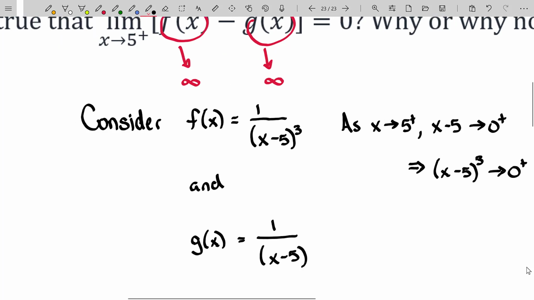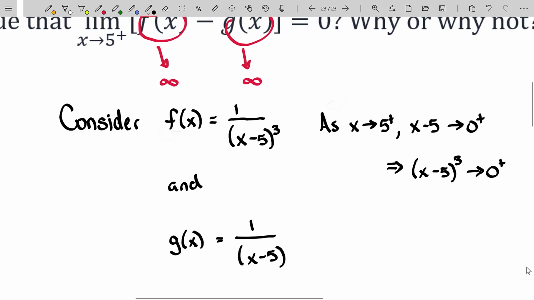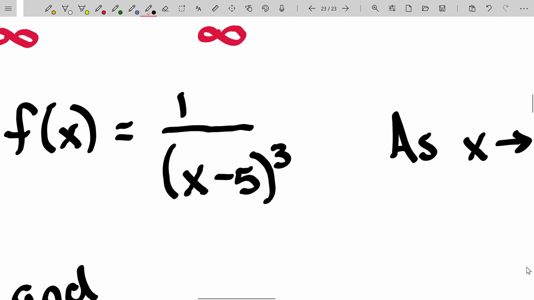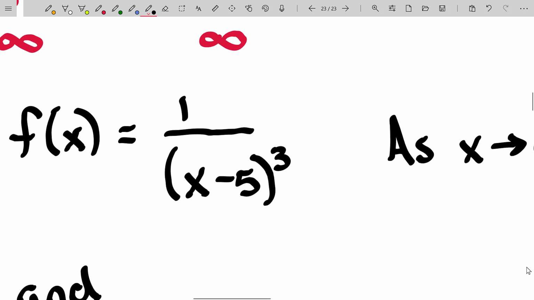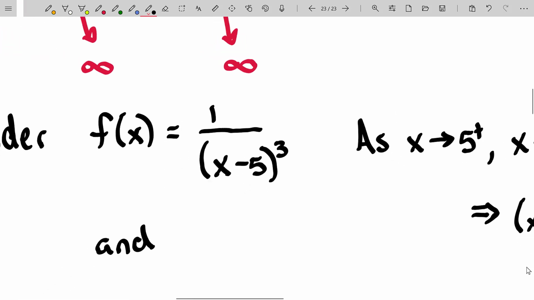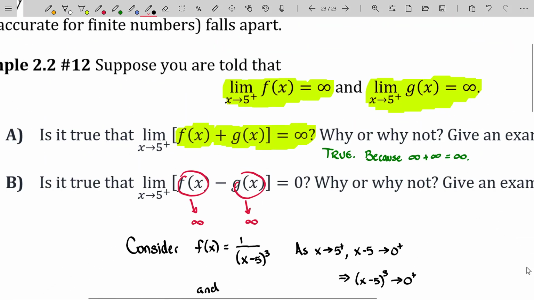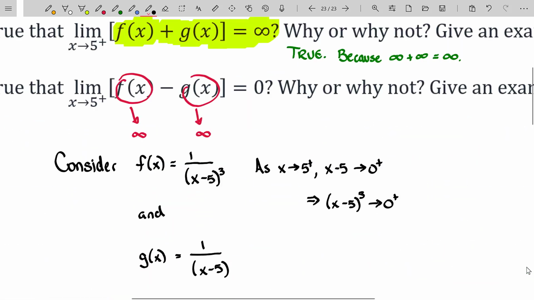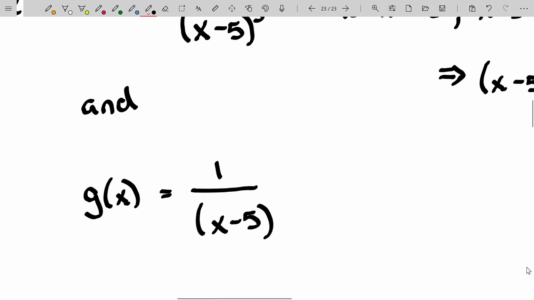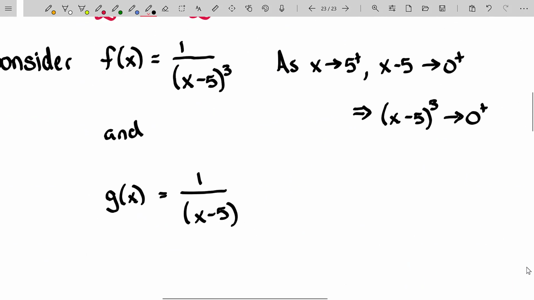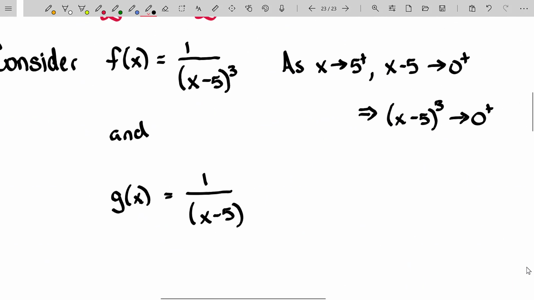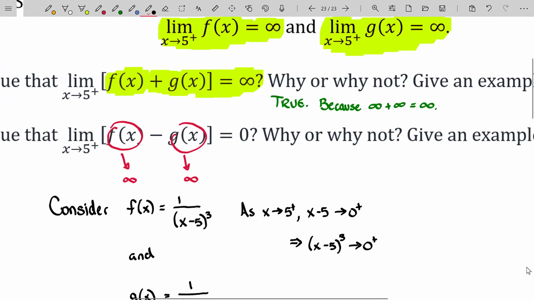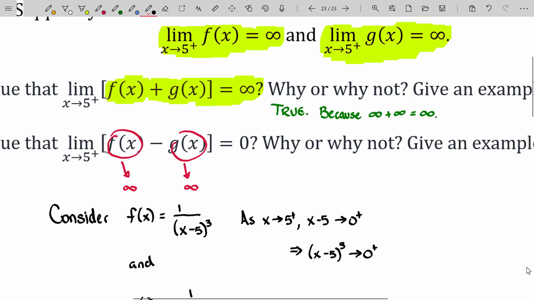So you have 1 over (x minus 5) cubed, and as x approaches 5 from the right-hand side, that'll be 1 over 0 with a positive, or in other words, positive infinity. So it does satisfy this condition right here. And with g of x, again, you have 1 over basically 0, but from above. And that will be positive infinity for g of x as well. So we have two functions set up and ready to go.